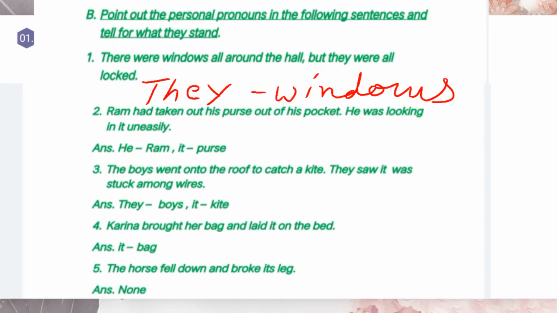Number 5, the horse fell down and broke its leg. Here, you can see it is given, but we cannot tell that it is a pronoun, because this word its is always used as possessive adjective, never as possessive pronoun. So it is adjective here, so it is not pronoun. So we will mark cross or none. You can write none or you can mark cross, because there is no personal pronoun in this sentence.